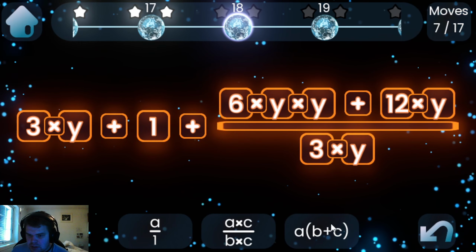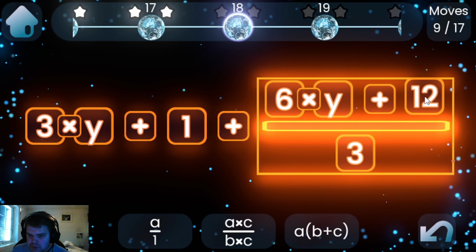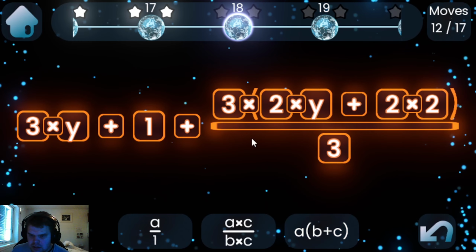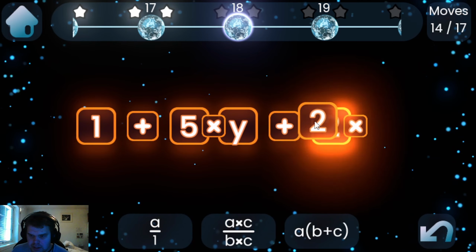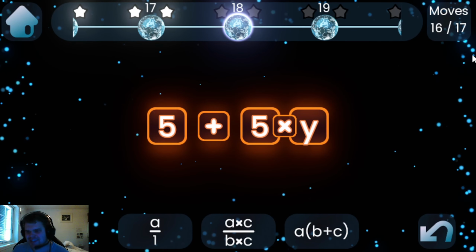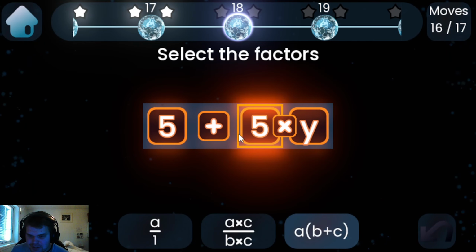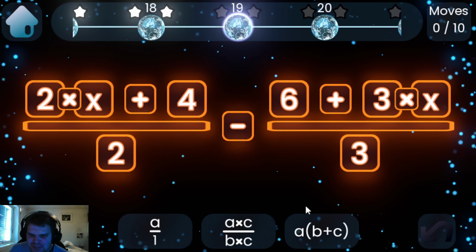You can do the exact same thing over here. Get the y out here, and then you get a 3 out from the 12 and a 3 out from the 6. And suddenly you're left with something that's much more manageable. Bam, and bam. Oh yeah, fun little troll on the end. Why aren't we done? You can get the 5 out. This is factorization. Bam. All right. I love that level.